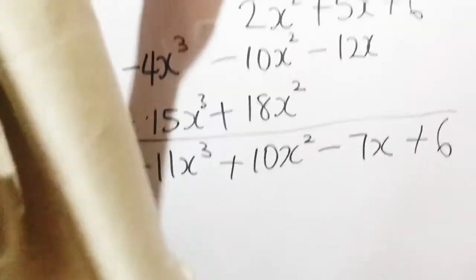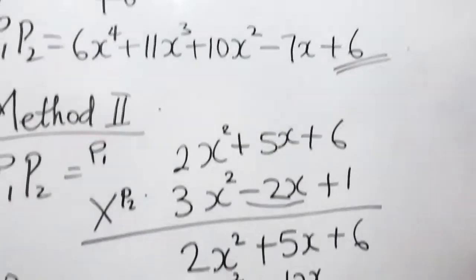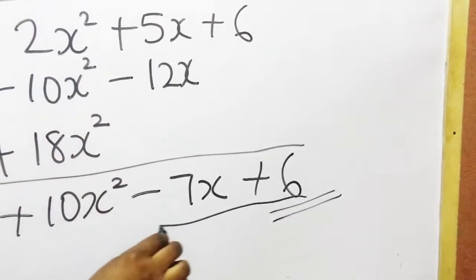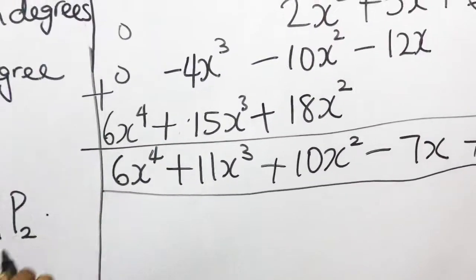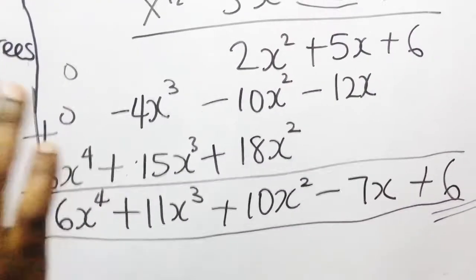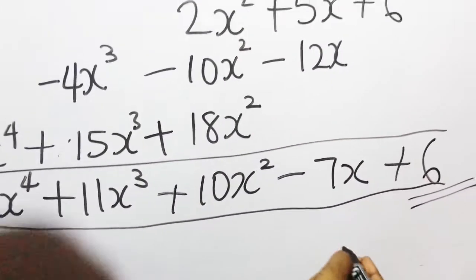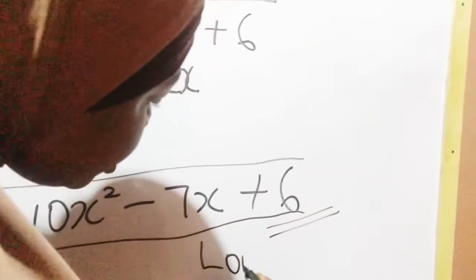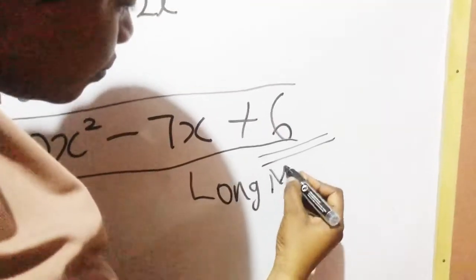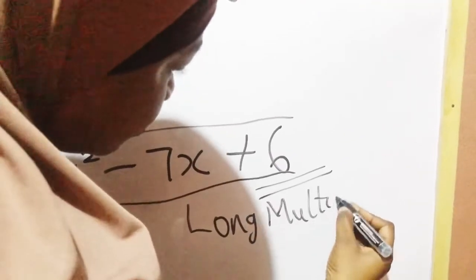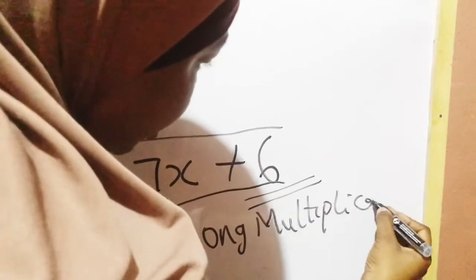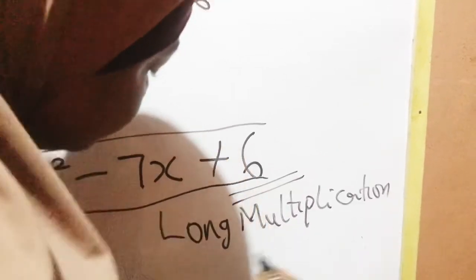So you can see that we got the same answer. So you now go for the one that best suits your own time. So go for which one that you understand most. So this one is called long multiplication of polynomial.